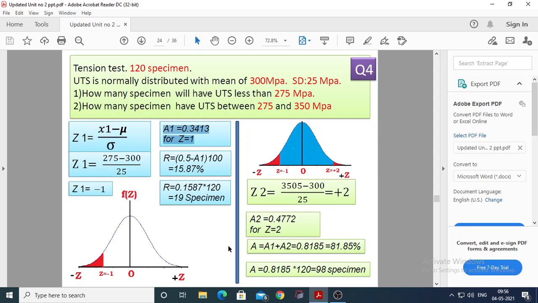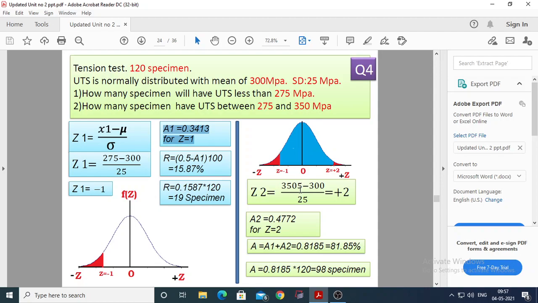Second, in a similar way we want to calculate how many specimens have UTS between 275 and 350 MPa. We have already calculated the area for 275, so now we want to calculate the area for the 350 value. Z2 is equal to the same formula, x2 minus mu divided by sigma. What is x2? x2 is equal to 350.